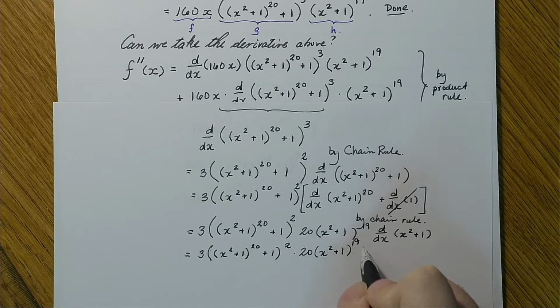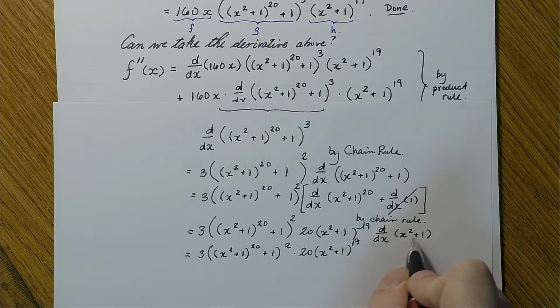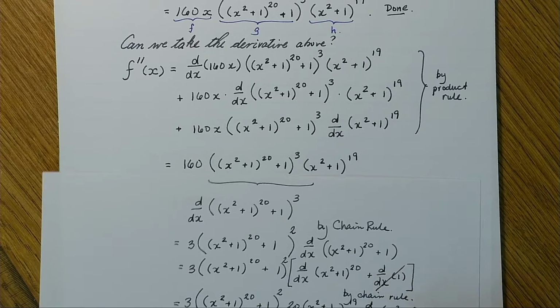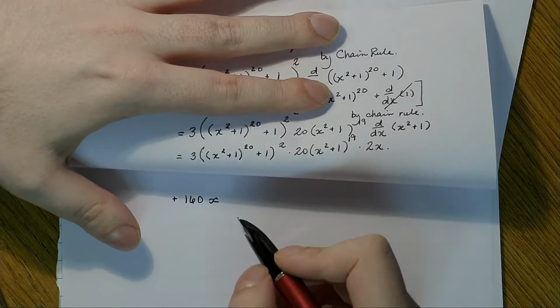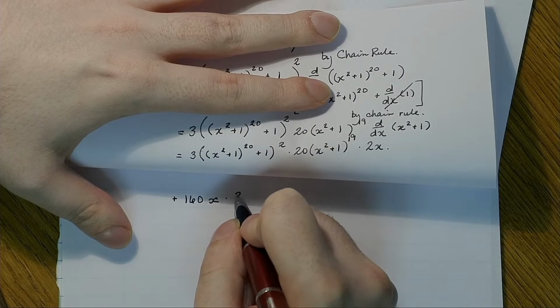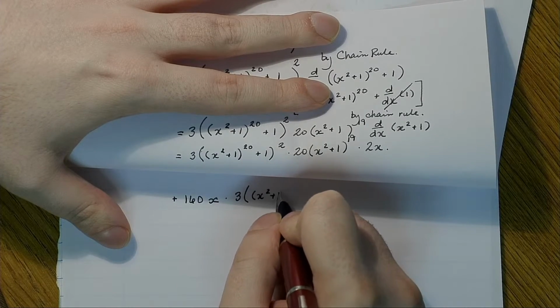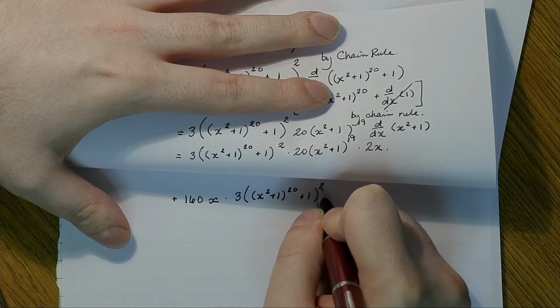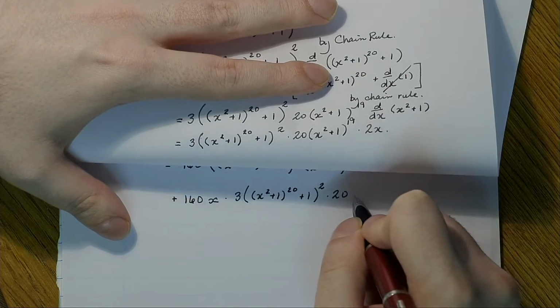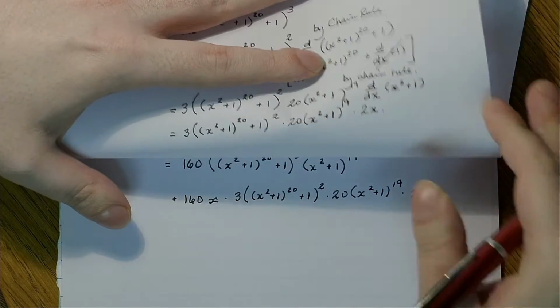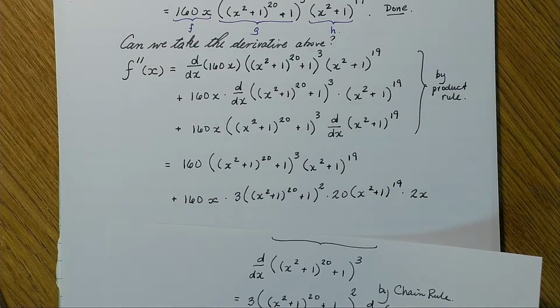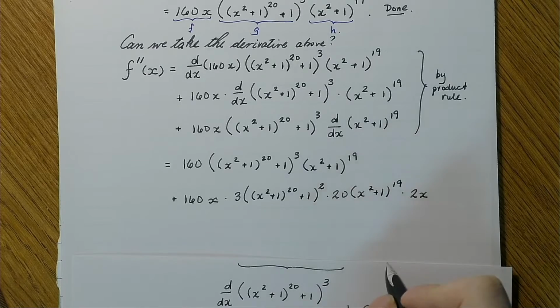Almost finished. There's the 19. And then I'm taking the derivative of this one right here, which is then just 2x. So I'm going to copy that down. So that's times 3 times x squared plus 1 to the 20 plus 1 squared. 20 times x squared plus 1 to the 19th times 2x. Maybe I'll call this 3c.